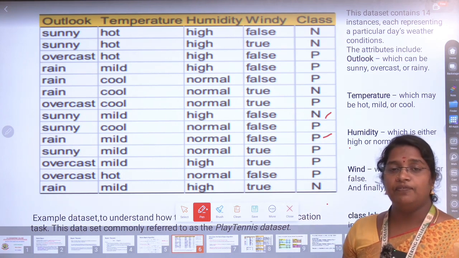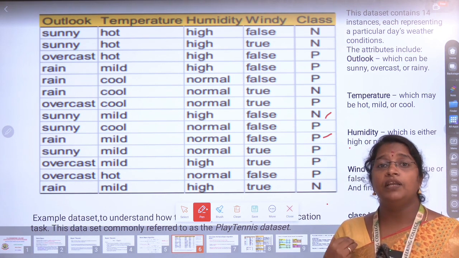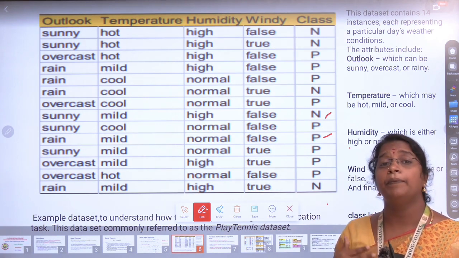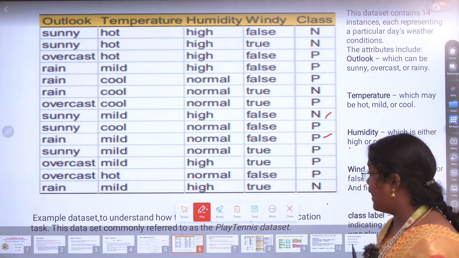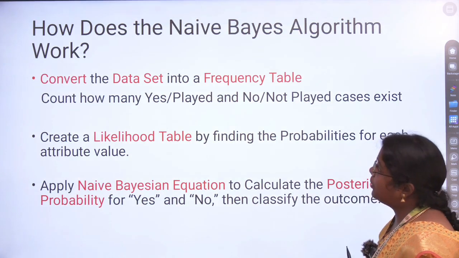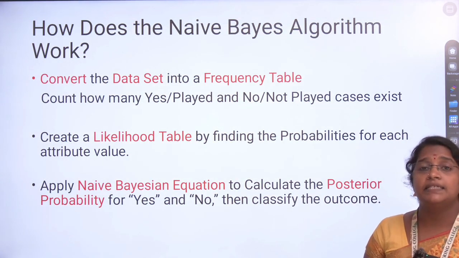It has n number of features. When a new data set is entered, or when new data is encountered, you are going to calculate or predict the output class of the unseen data by using the Naive Bayes algorithm. So in the next slide, you can see how the Naive Bayes algorithm works for the unseen data.